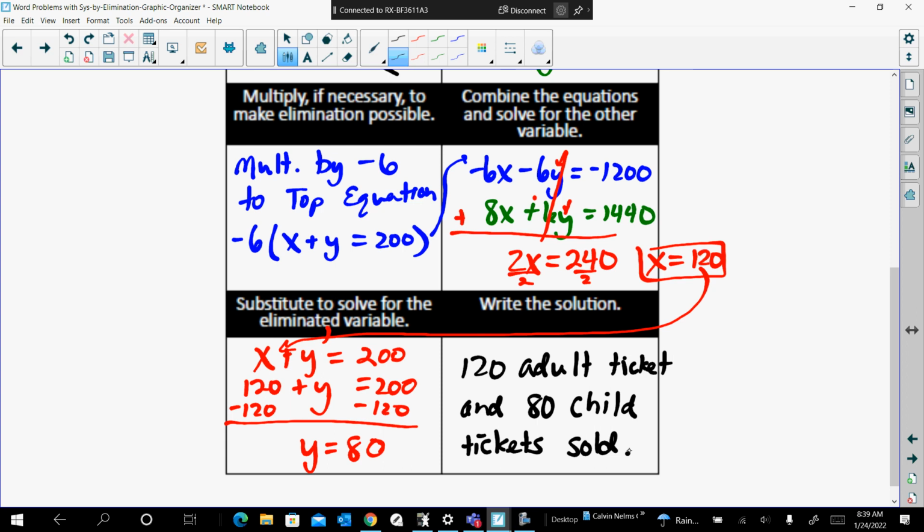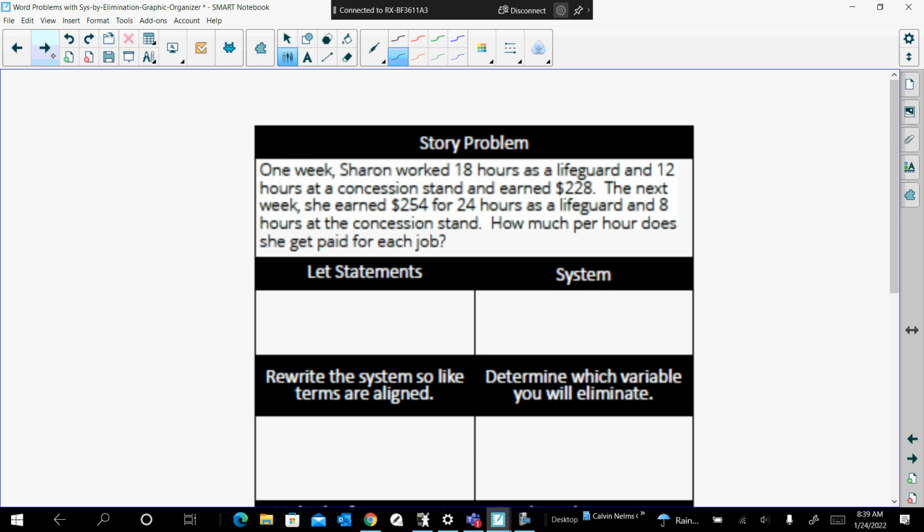We okay on that? All right, this next set is on the next sheet, okay? We always start off with your let statements based on the scenario. So it says one week, Sharon worked 18 hours as a lifeguard and 12 hours at a concession stand and earned $228. The next week, she earned $254 for 24 hours as a lifeguard and 8 hours at the concession stand. How much per hour does she get paid at each job?